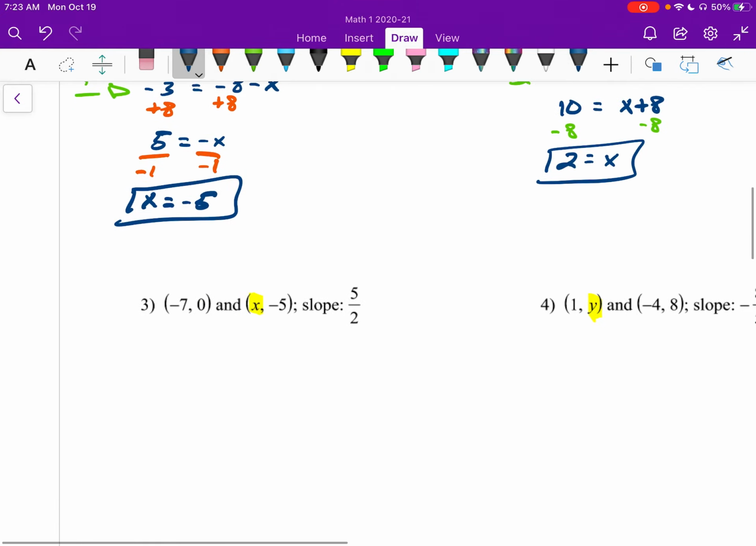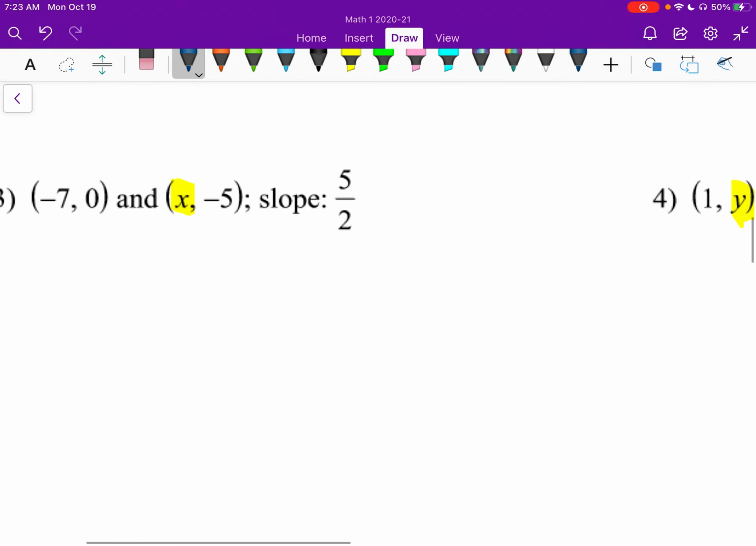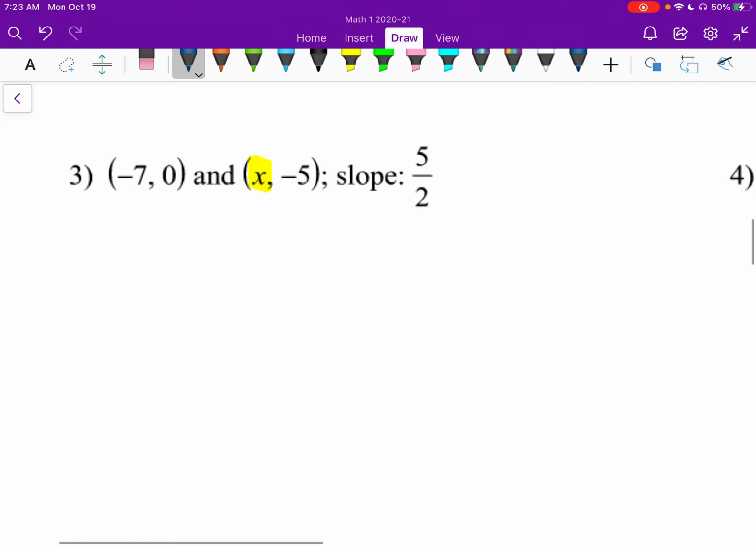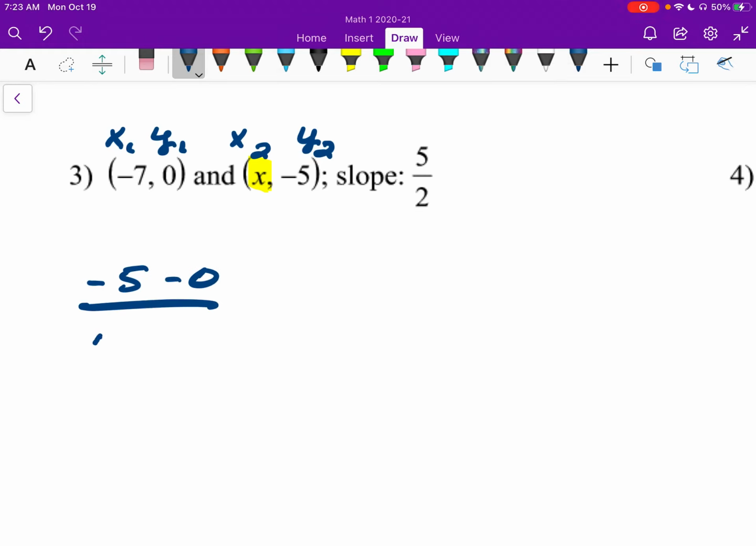All right, let's look at number 3. Number 3, I'm going to start off by labeling my points again. I don't think I'm going to do this every time, but I'm going to start off doing it for the beginning. x2, y2. So I plug into my formula. I have negative 5 minus 0 over x minus negative 7. And that's equal to 5 halves.